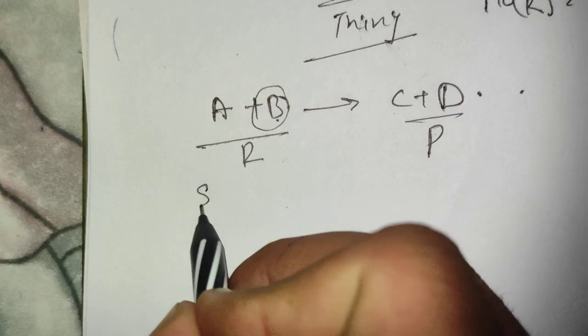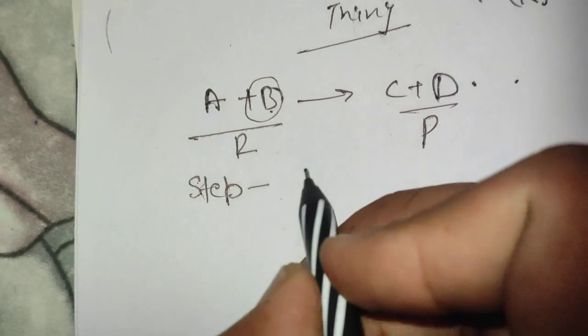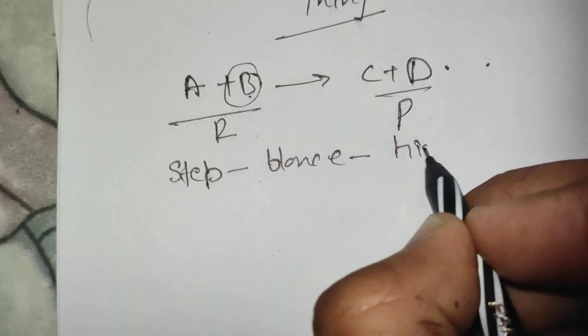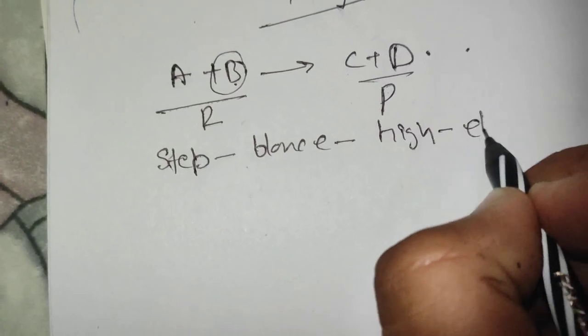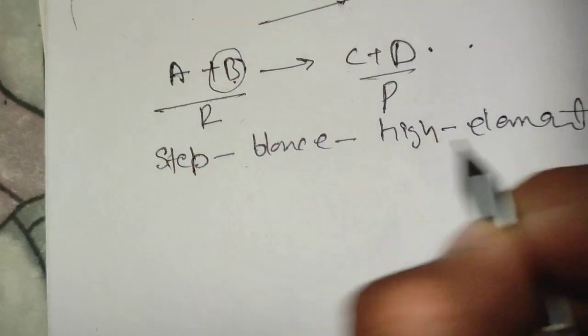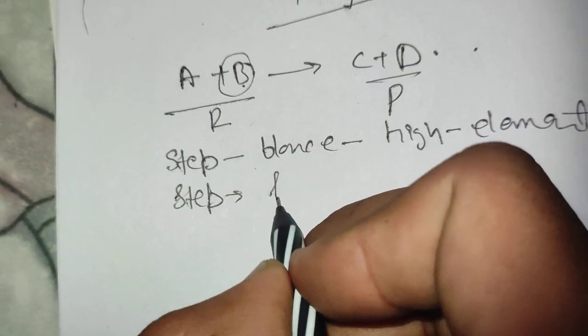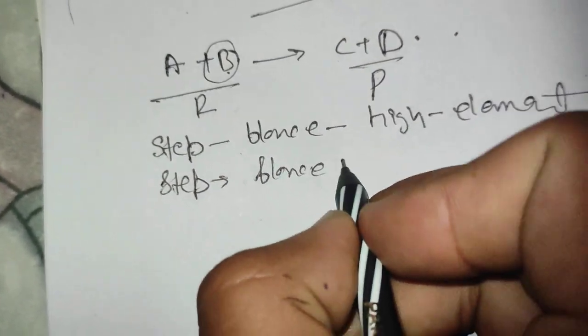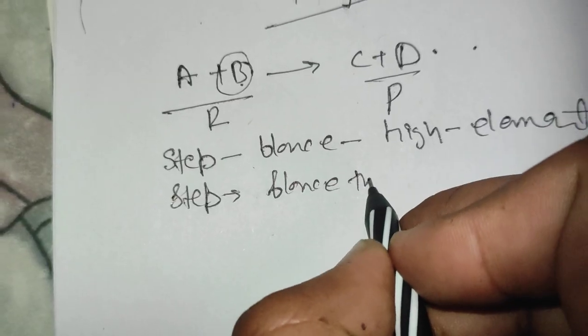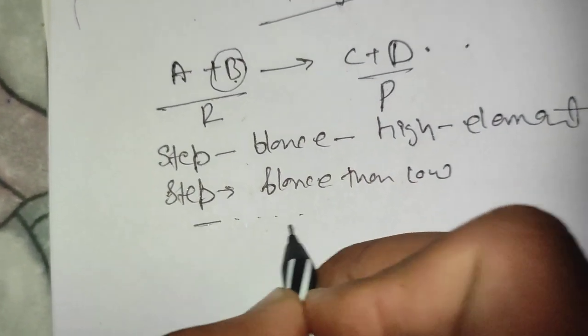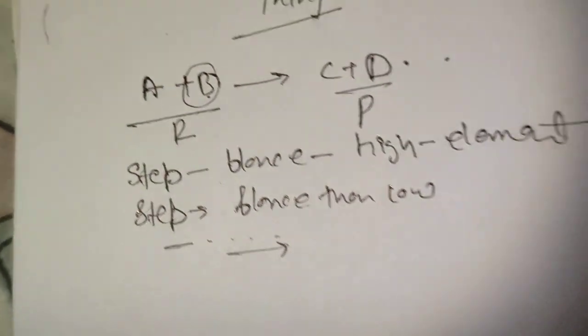So step 1 is basically balance the high element, and step 2, balance the low. Basically it balances our chemical reaction with these steps.